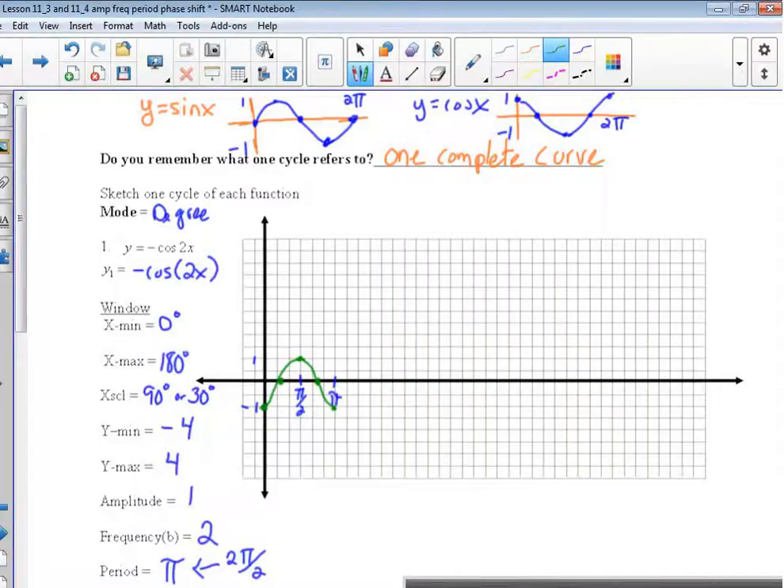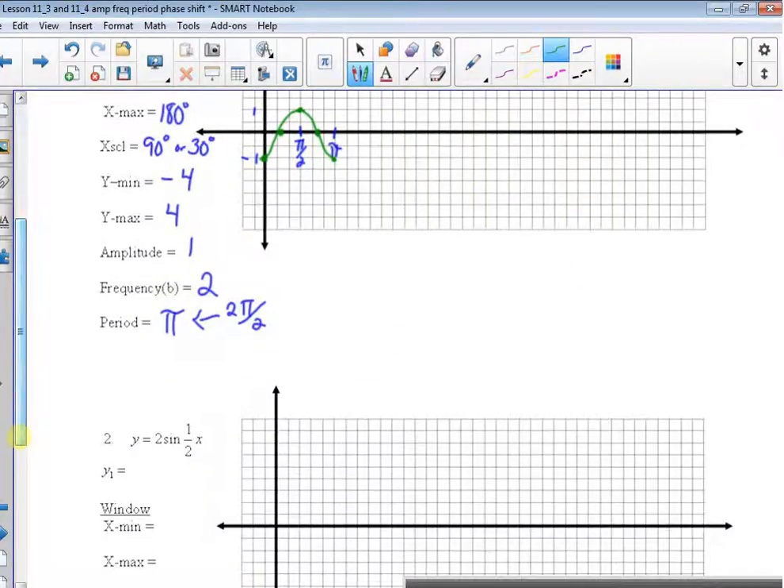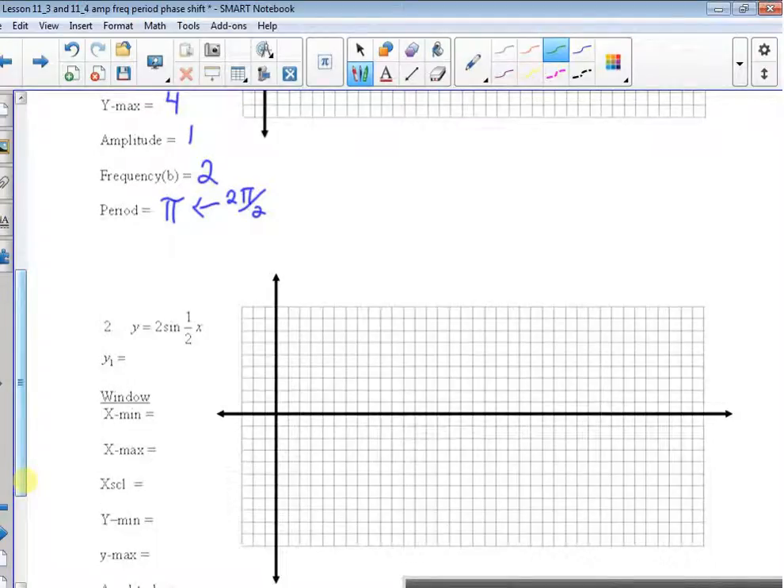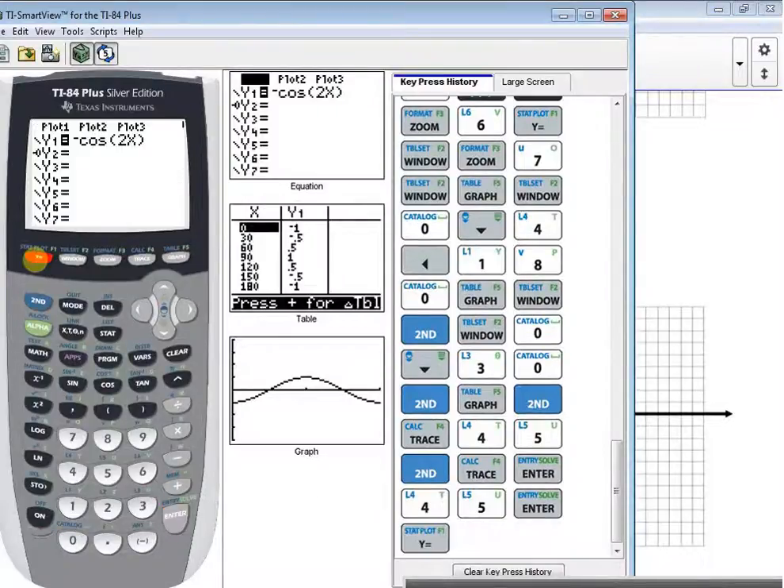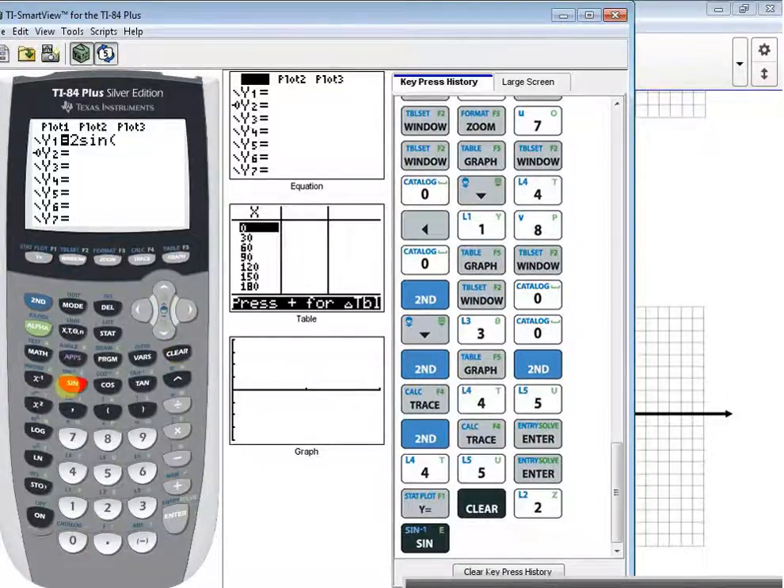All right, the last one. Y equals 2 sine 1/2 x. So now I'm going to put in y1 equals 2 sine, you can do 0.5. I'm going to do x divided by 2 this time. And then I'm going to see when I get the one complete curve. So go back here, and let's clear this and change it to 2 sine x divided by 2.